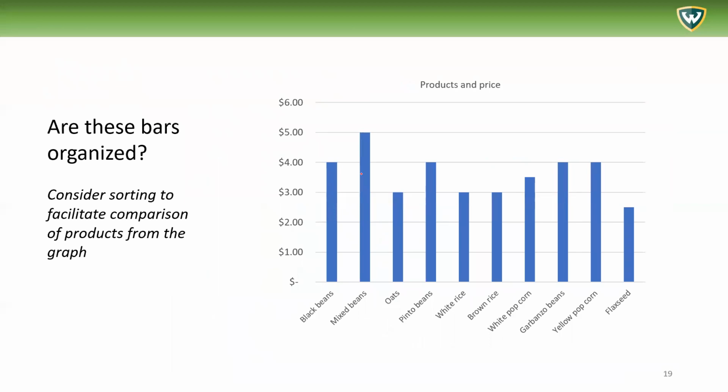Are these bars organized? No, they're not organized. And I actually point for you to consider sorting to facilitate comparison of products from the graph. It's kind of a missed opportunity. If we sorted, we could clearly see which one is the lowest and which one is the highest. By not sorting, you have to move around. Okay, I can see this is the lowest, but then which one goes next, and then maybe this, and then this, and then this. It takes more work. If we had sorted, we would automatically see which one is the lowest and which one is the highest. So that's useful to consider.